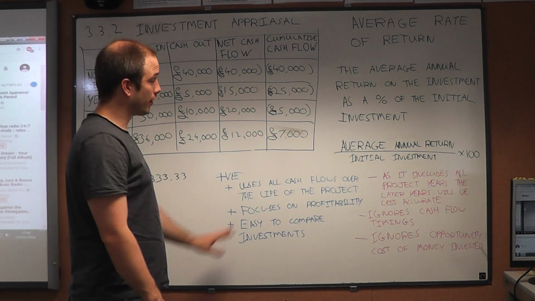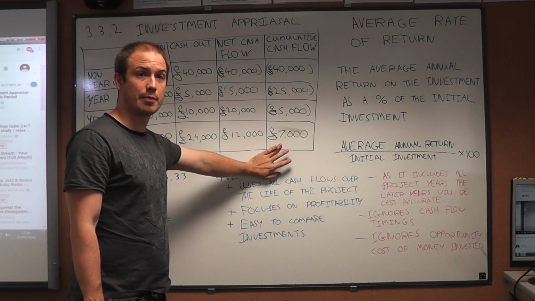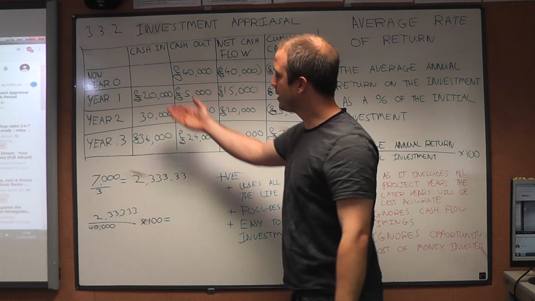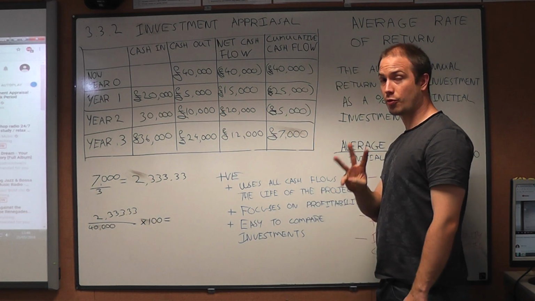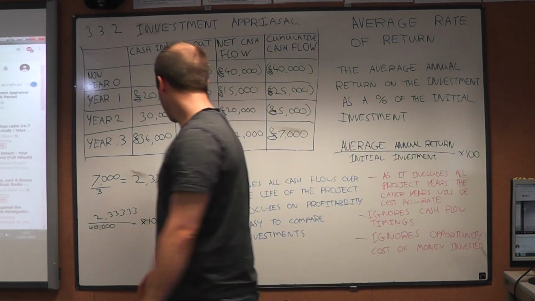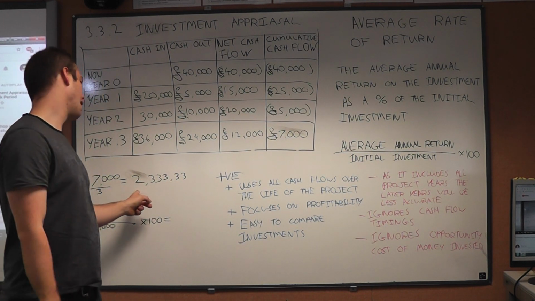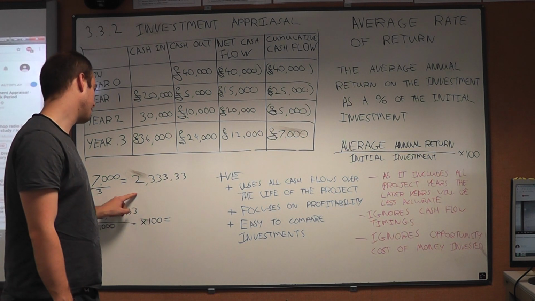And then, if we want to find out how much it is by year, we need to divide this by the number of years. In this case, this is a 3-year project. So we're going to divide our 7,000 by 3, which gives us 2,333.33 pounds per year of the investment.